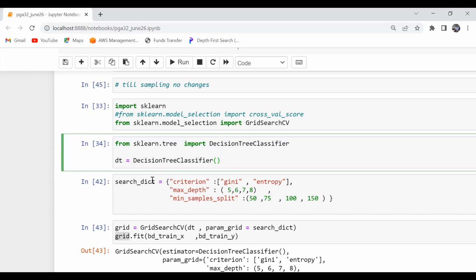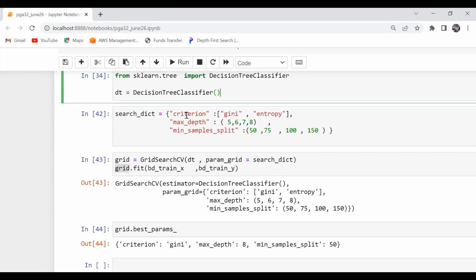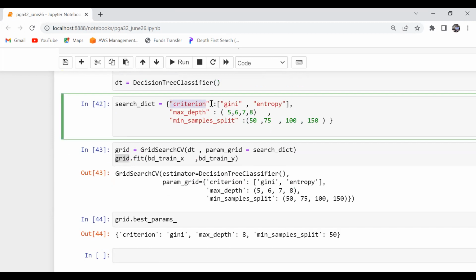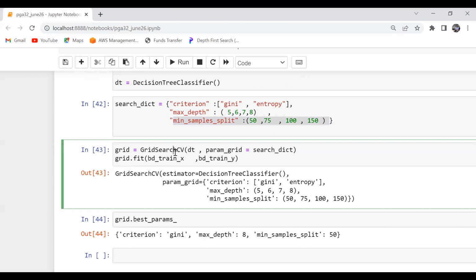So what I am doing, I am creating one search dictionary. In search dictionary, I am saying criteria will take 2 values, Gini and entropy. Max depth will take 4 values, 5, 6, 7, 8. Minimum sample split will take these numbers. Now what I am doing, I am saying grid search CV.